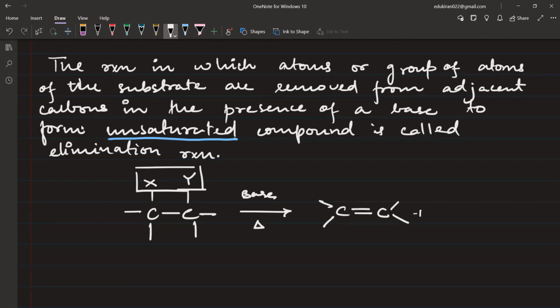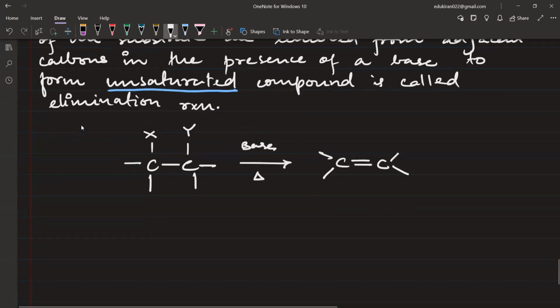Plus we have XY, or you may have some other thing also. It is not a generic thing that you will always get XY, but X and Y both are removed from the adjacent carbon atoms. Now here you are going from 1 degree to 2 degree. This can be one case.